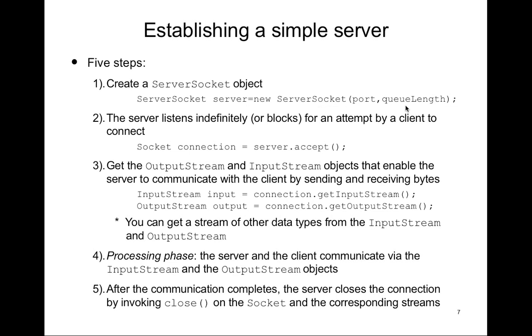Find a port. Get the queue length. How big do you want to make the queue? Wow, that's pretty easy. And then the server listener listens indefinitely, or blocks, for an attempt by the client to connect. So we got the socket communication equals server.accept. Right there, we sort of created the server interface already in 2 lines of code.